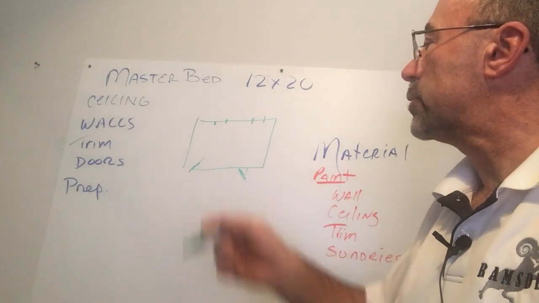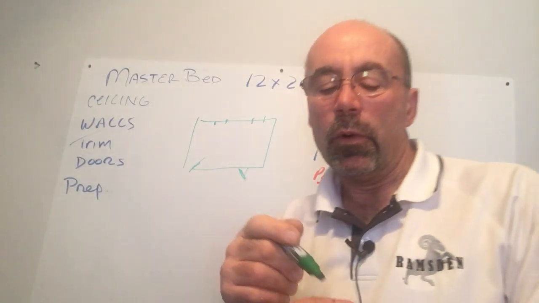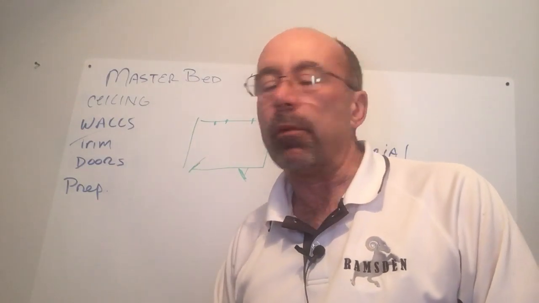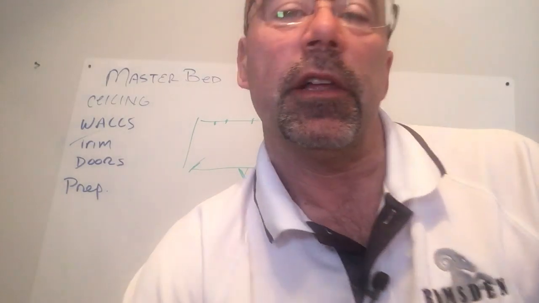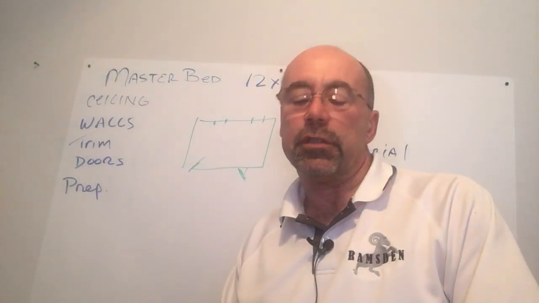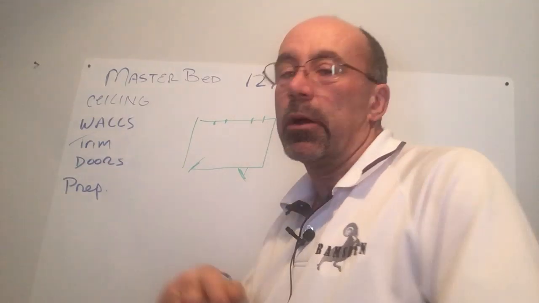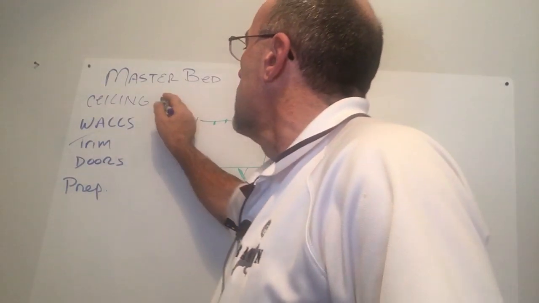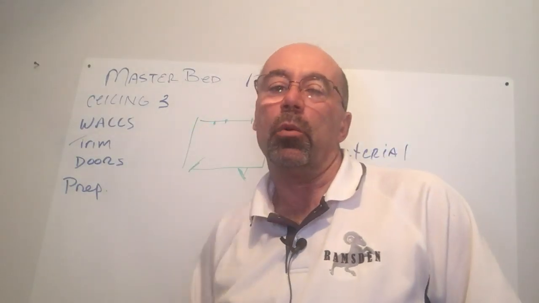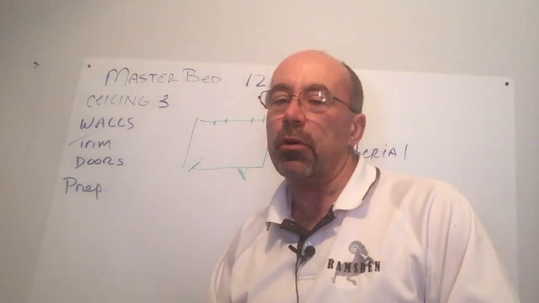It's 20 by 12. What we're going to do is figure out by the hour what each one of these is going to take us to perform. So we're going to look at the ceiling. The ceiling is 12 by 20, that's a 240 square foot ceiling. How long is that going to take? I'm going to assume it's going to take 3 hours for one of my guys on the crew. That's cutting in and rolling. This is all one coat, by the way. We're just freshening up this room.